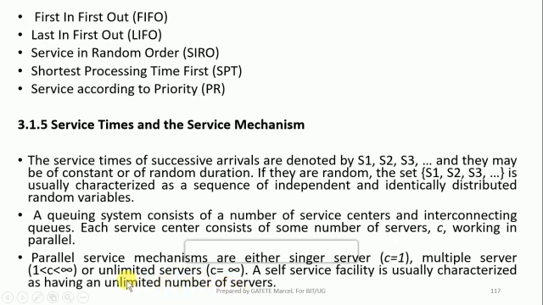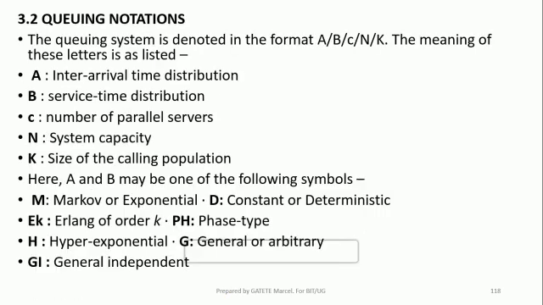So in research time, those customers will become like servers because they will serve themselves. So we have an unlimited number of servers. So we can also have queuing notation. How can we notate the queuing model? The queuing system is denoted in the format A, B, C, N, K.